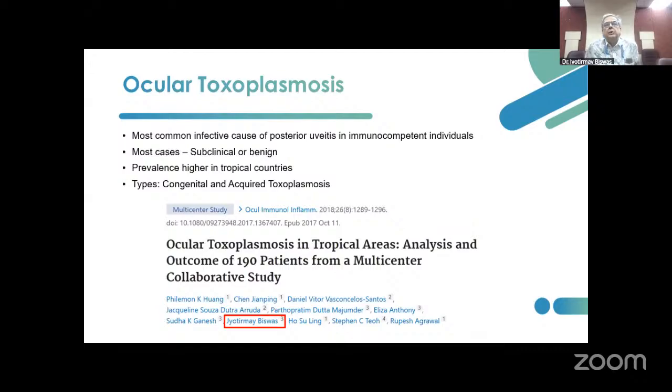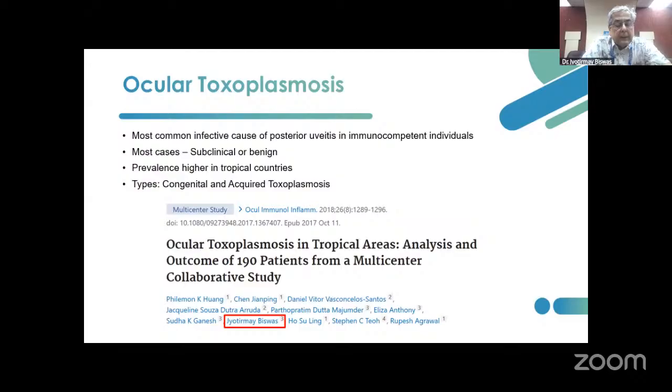So these are the most common infective cause of posterior uveitis in immunocompetent individuals in the world. But in India, when I did my study of the pattern of uveitis in 1995, toxoplasmosis was the most common posterior uveitis. Since then, hygiene in India has improved, and in 2013, 22 years after, when I analyzed the pattern of uveitis, I found it was not toxoplasma anymore; tuberculosis is the most common cause of posterior uveitis.